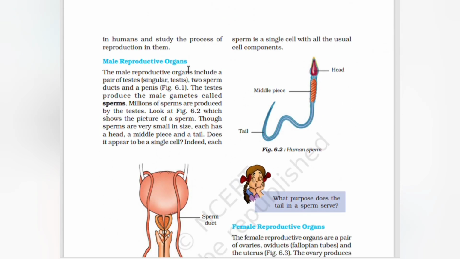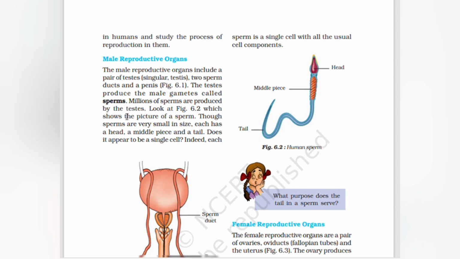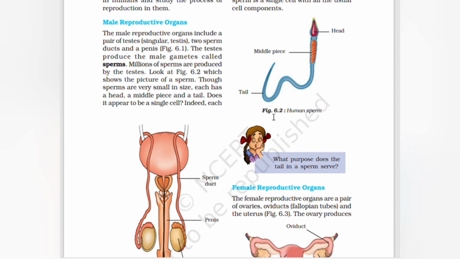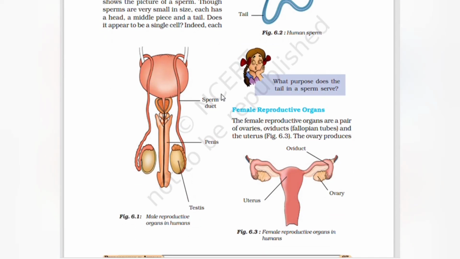Male reproductive organs. The male reproductive organs include a pair of testes, singular testis, two sperm ducts and a penis. The testes produce the male gametes called sperms. Millions of sperms are produced by the testes. Here is a picture of a sperm. Here is a human sperm, with head, middle piece and tail. Here are the sperm duct, penis and testis.